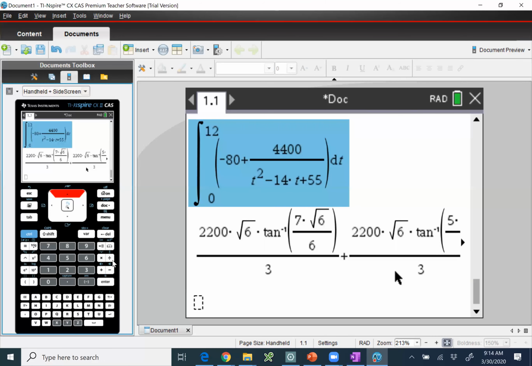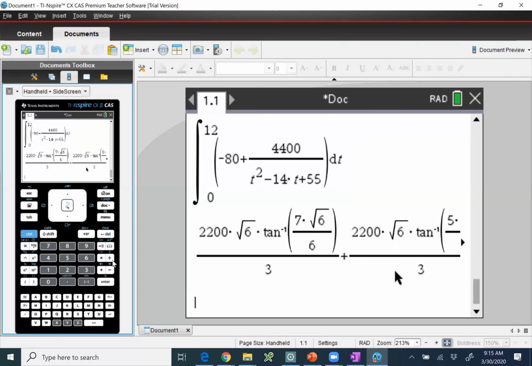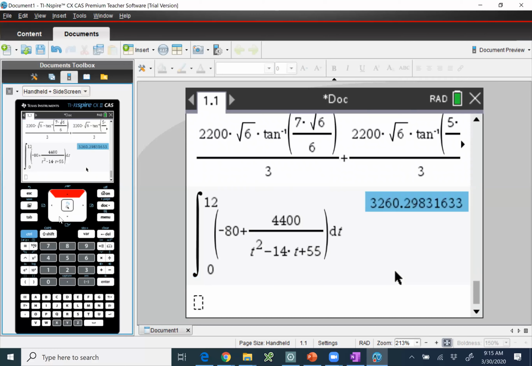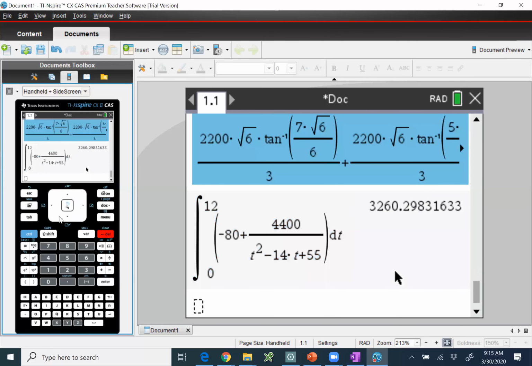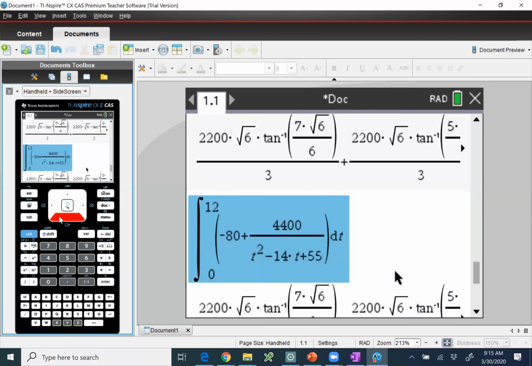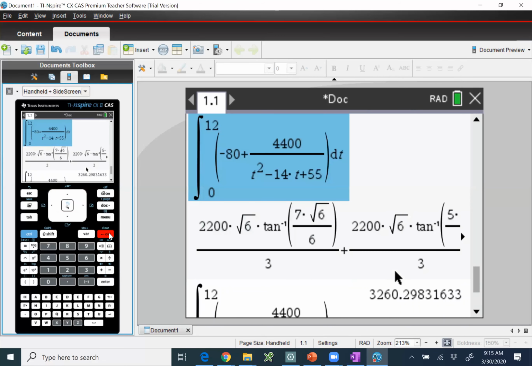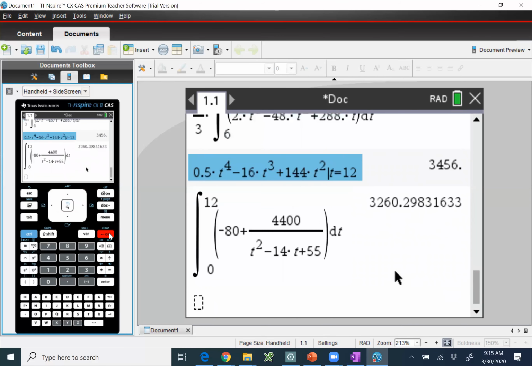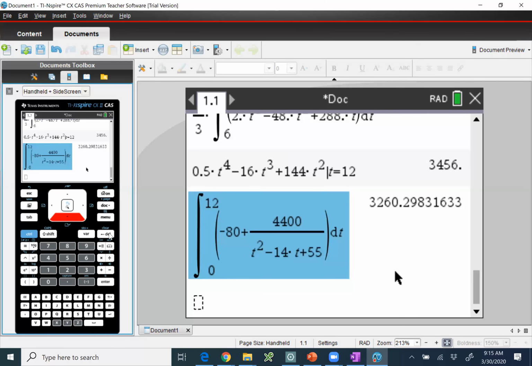Negative 80 plus 4,400 over t plus 55. Okay, Control Enter. There we go. I don't think I was hitting Control. So anytime you get something nasty, Control Enter will get it to us as a decimal.